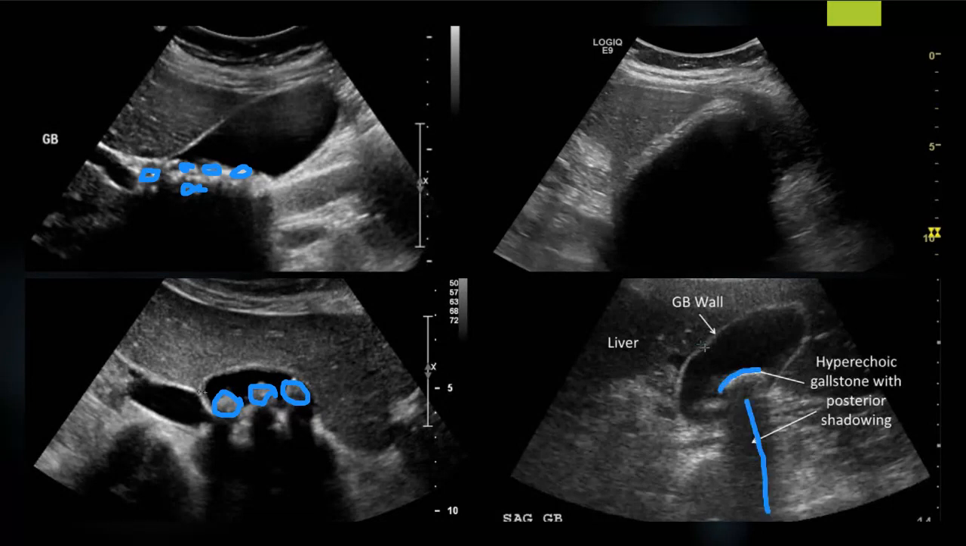And this top picture, top right, this is our WES sign, our wall echo shadow. This gallstone is so massive that it is occupying the entire lumen of this gallbladder. And the gallbladder wall sitting right around it is contracting around that stone.